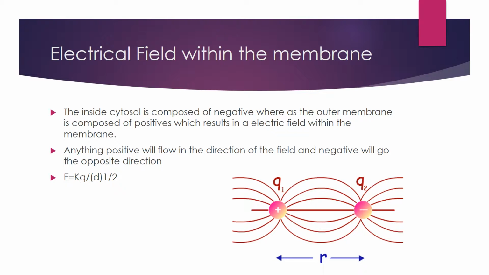Basically, what happens is the membrane has one side that is positive, one side that is negative, and because of this, the inner membrane is composed of an electrical field that acts in the same way as the electrical field that is discussed in class. So if something negative is placed in the electrical field, then it would flow in the opposite direction of the electrical field, and if something positive is placed within the electrical field, it would act in the same direction as the electrical field.